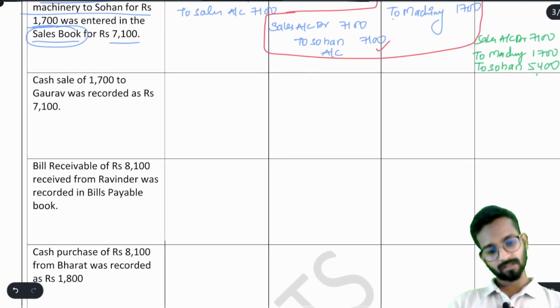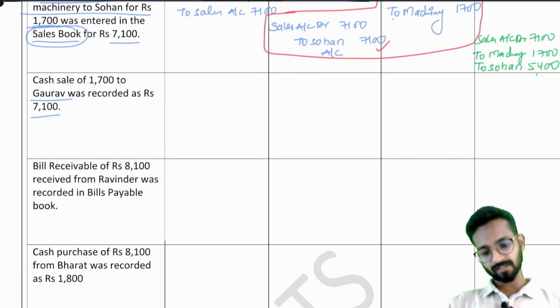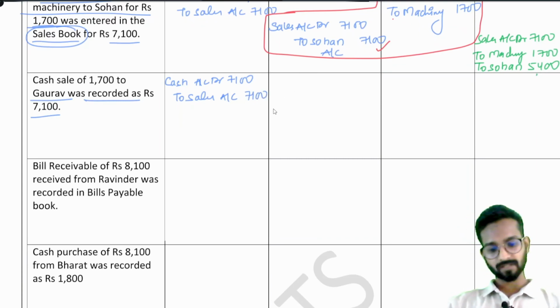Now, the next is cash sale of 1700 to Gaurav was recorded as rupees 7100. See, very easy. What is the wrong thing they have done? It was recorded as 7100. So, cash account debit, I am writing first the wrong entry: cash to sales, 7100. This is the wrong entry. Now reverse it: sales account debit to cash, 7100.